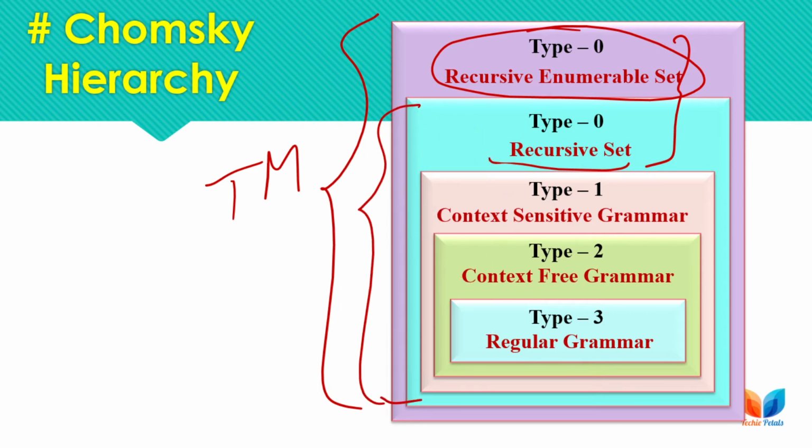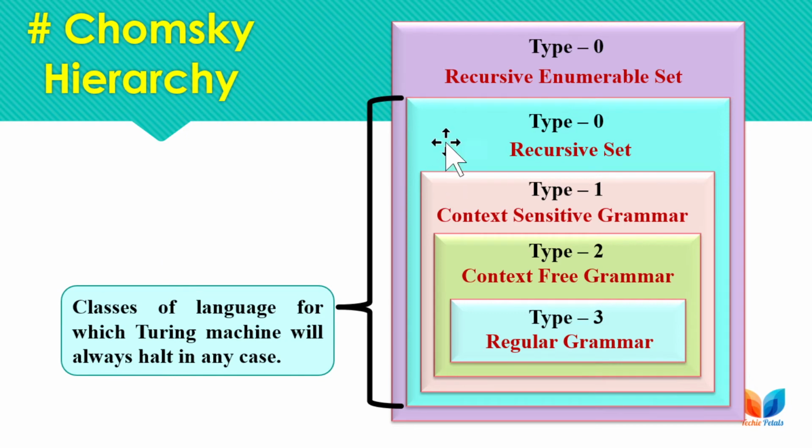But for type 0 that comes under the recursively enumerable set, for all these languages the Turing machine may or may not give the result. We can describe the recursive class as the languages for which the Turing machine will always halt in any case. By halt we mean that we end in a halt accept or a halt reject. So whatever the accepting state is, we are ending at one halt state, either halt accept or halt reject.